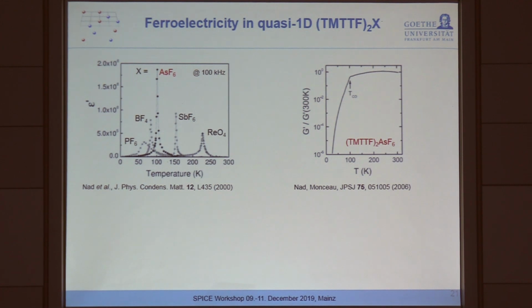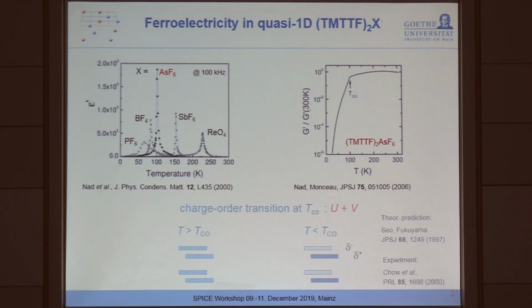It's worthwhile at this point to recall what has been found already in the one-dimensional Fabre salts. The observation of ferroelectricity in this material has been well known for a long time. This goes back to work by Mott and Monceau, when they studied these quasi one-dimensional Fabre salts across the whole series. What is shown here is the dielectric constant as a function of temperature for the whole series, and they found huge peaks in the dielectric constants, reaching values of 10 to the 5, 10 to the 6. And as exemplarily shown here for this AsF6 compound, this is accompanied by a drop in the conductivity. And this has been assigned to a charge order transition in this system.